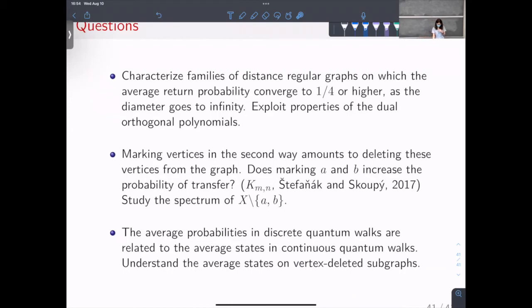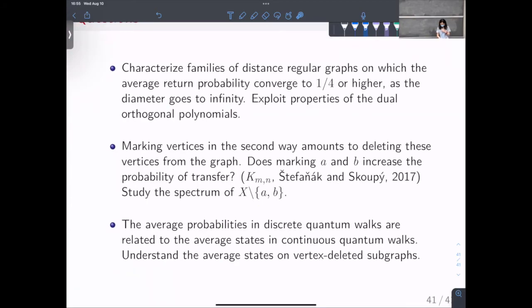This problem was studied in 2017 by Stefanek and Scalbi, and they looked at the complete bipartite graph K_{m,m}. It turns out that if you mark, then you can boost the probability to somewhere around 1. To further study this on other graphs, we need to know more about the spectrum of X drop A and B.